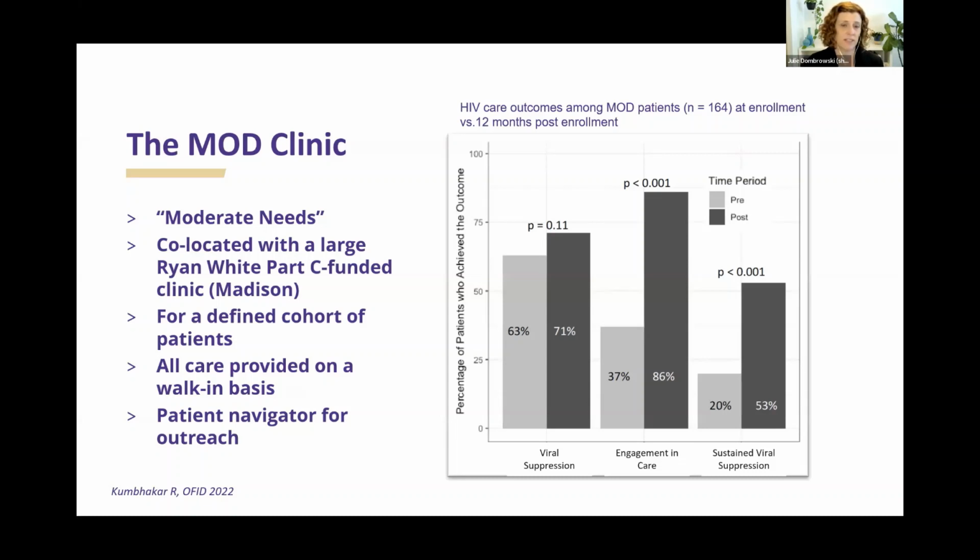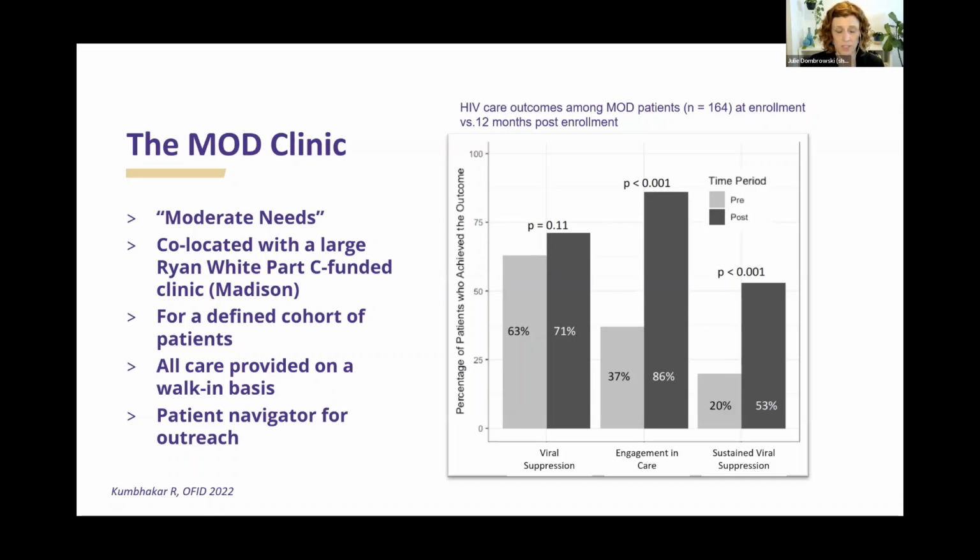So the MOD clinic is different because it's co-located in Madison. It's in the same physical space, but again, a defined cohort of patients who are enrolled and providers who are available for MOD clinic and seeing MOD clinic and only MOD clinic patients. All of the care is provided on a walk-in basis. That's really the key thing. And there is an additional patient navigator.